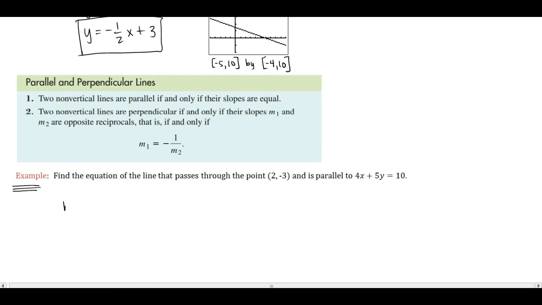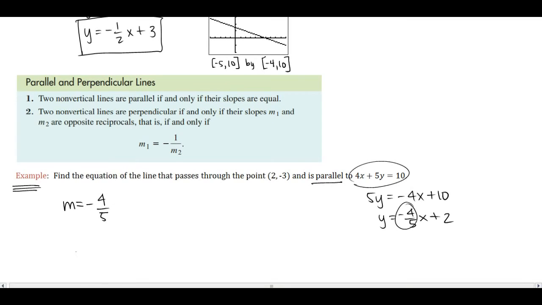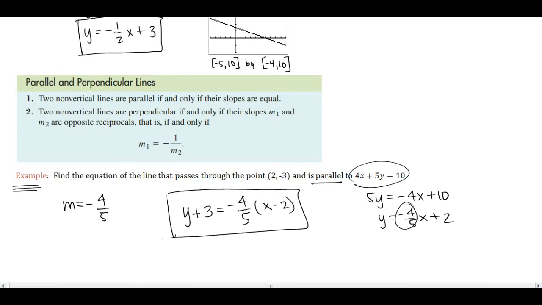So the first thing I need to do is find out the slope, right? If I want to be parallel to this guy, I need to know that guy's slope. So let's see, he would be 5y equals negative 4x plus 10. And then I would divide by 5, and I'd have negative 4/5 x plus 2. I don't really care about the plus 2 because all I want is the slope. So if I want a parallel slope that is the exact same slope, then there she is. I want to go through that point, so here we go. y minus y1 equals m times x minus x1. And there is my gorgeous equation. I found the equation that passes through 2, negative 3, and is parallel to that other line.